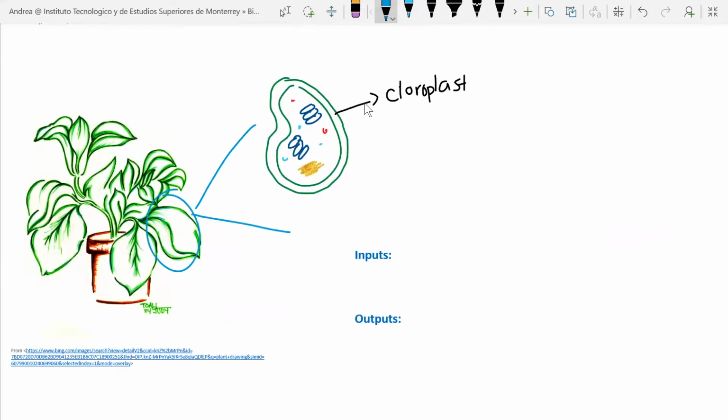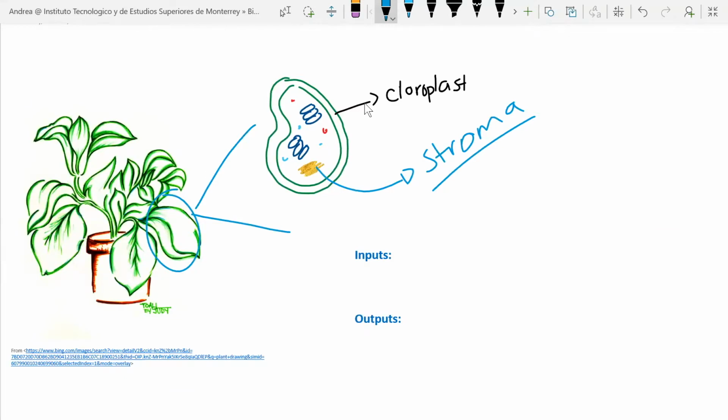So in each plant cell, it has an organelle called the chloroplast, where photosynthesis takes place. And inside the chloroplast, there is a fluid that is called the stroma, which is this yellow thing. And here in the stroma is where the light-independent reaction will take place.